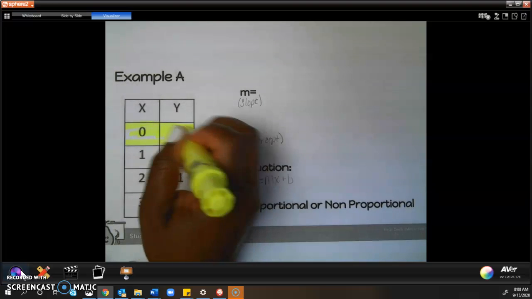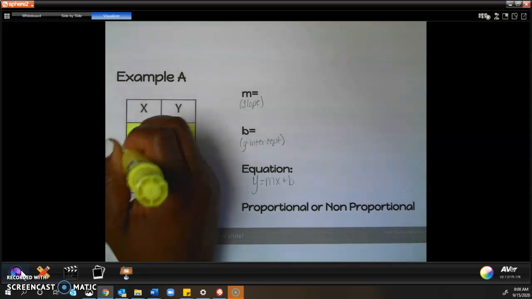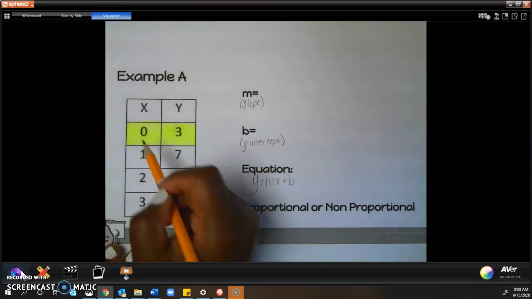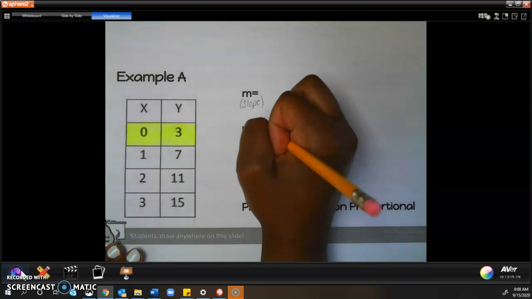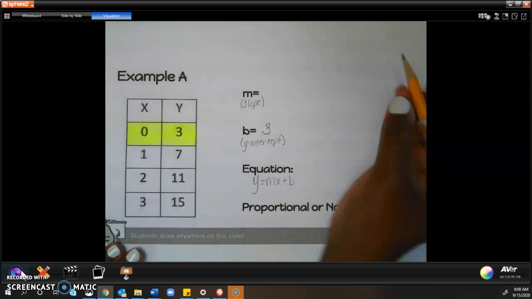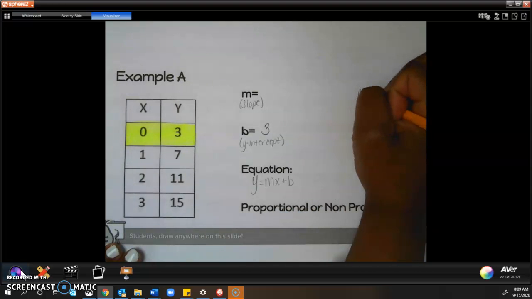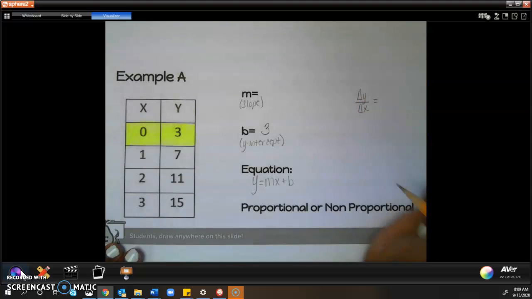So that means my y-intercept is 3. Okay? So when x is 0, it's 3. So my y-intercept is 3. Now I'm going to work on my slope, which is my change in y over change in x. So I'm going to put that over here. Change in y over change in x.